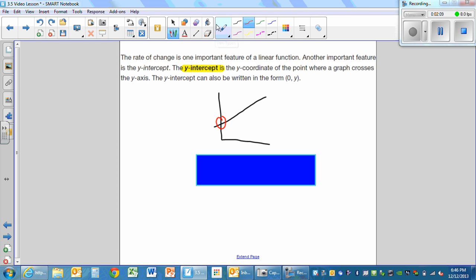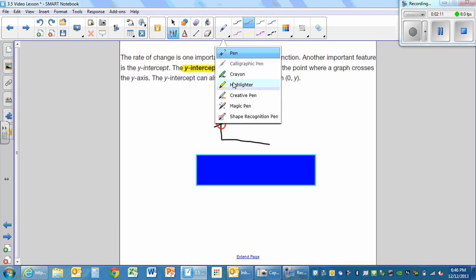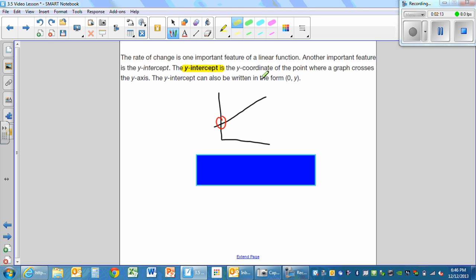It also says that the y-intercept can be written in the form (0, y), and that's going to be important to remember. It's whenever your x value, across the bottom, is equal to 0. That's why it happens to fall along the y-axis.